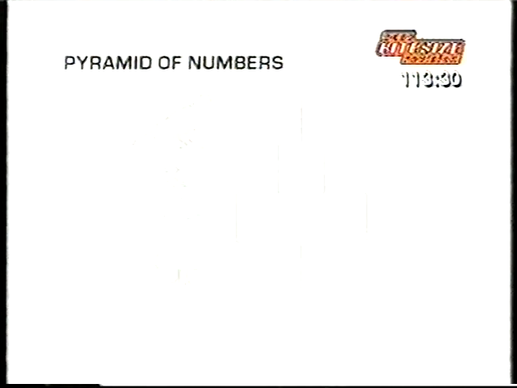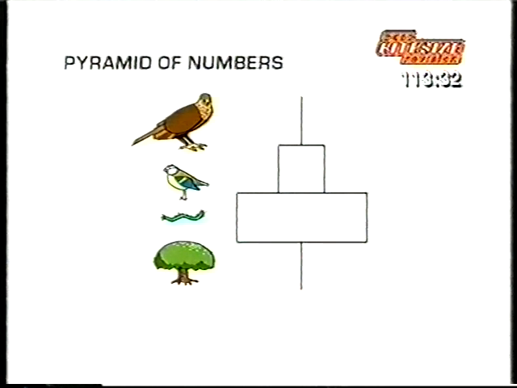But the pyramid of numbers can be confusing. In this food chain, one large oak tree supports thousands of caterpillars, many blue tits and one sparrowhawk, so it's not actually a pyramid at all.